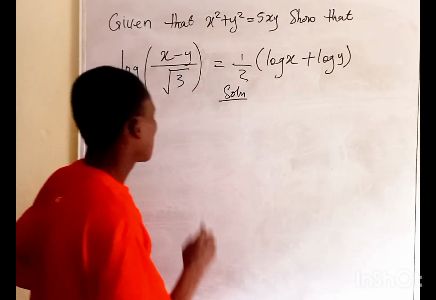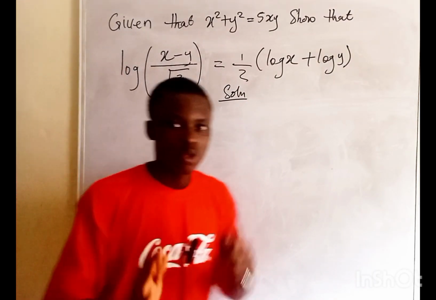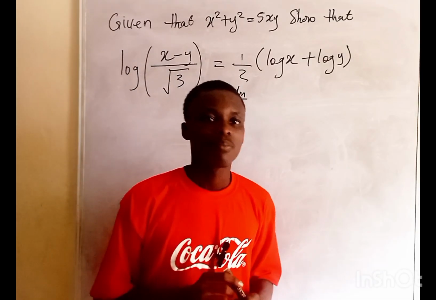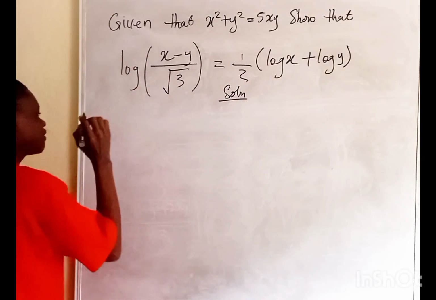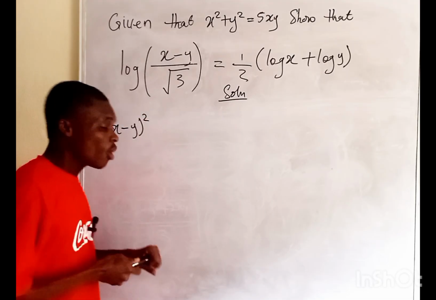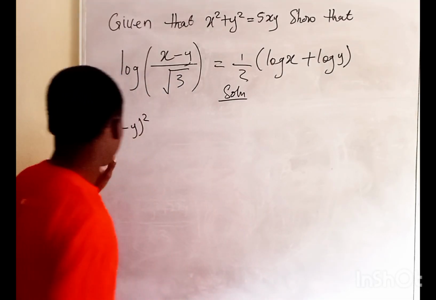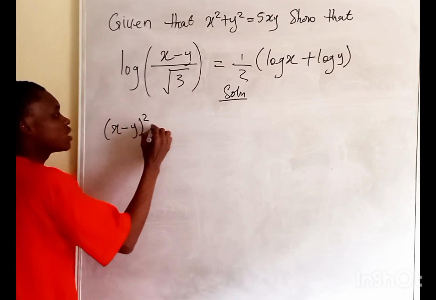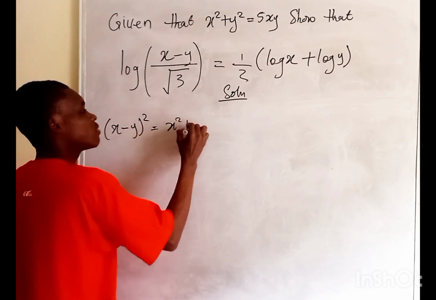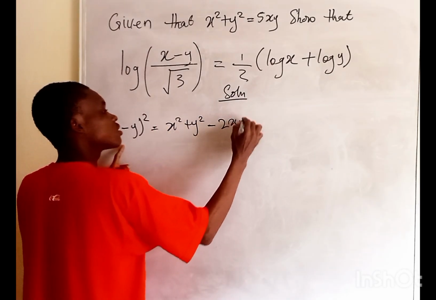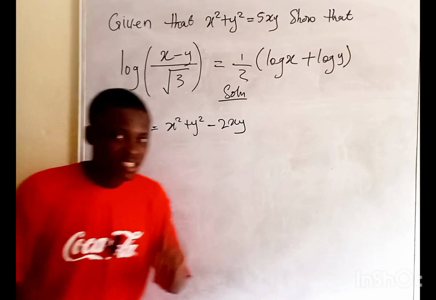All right, the first thing you need to know, the first trick I'm going to show you is the difference of two squares trick. All right, let's go. The first trick is this: x minus y all squared, or you can call it the power rule. x minus y all squared. So if we expand it, now this is what? x squared plus y squared minus 2xy. This is the first trick.